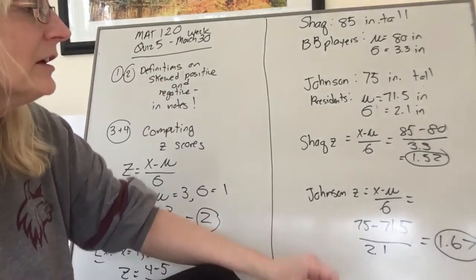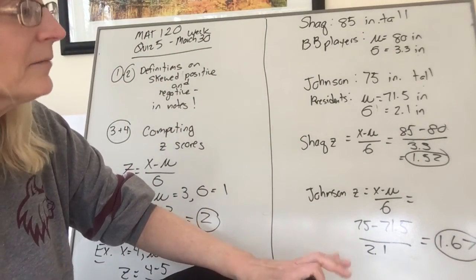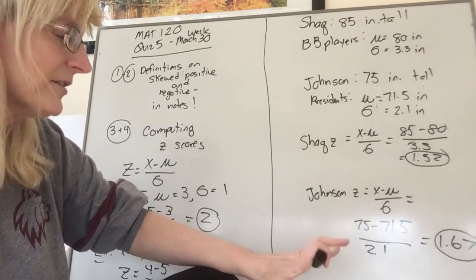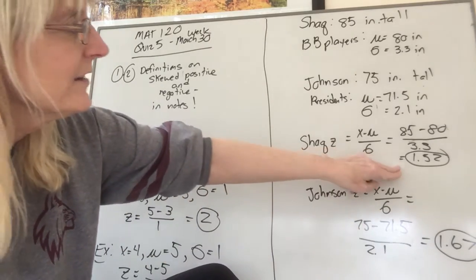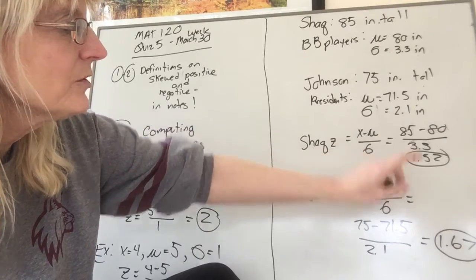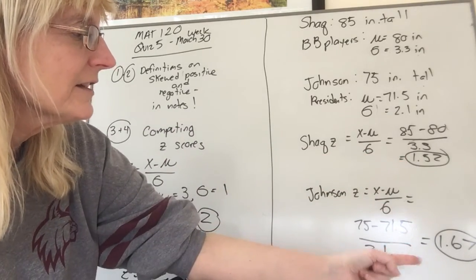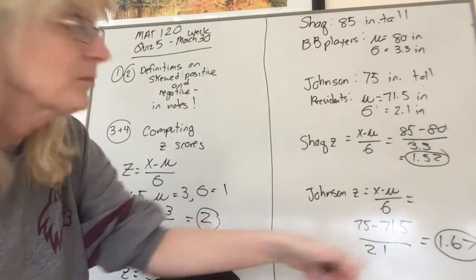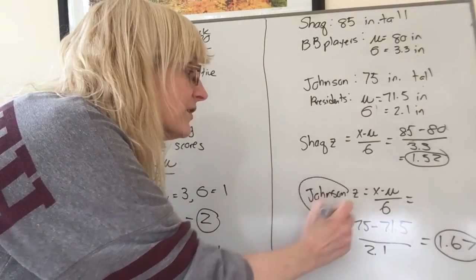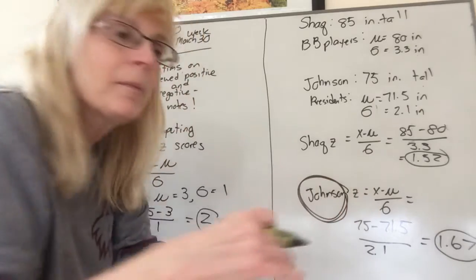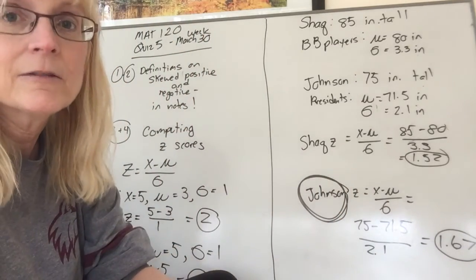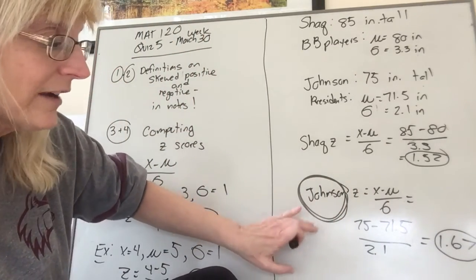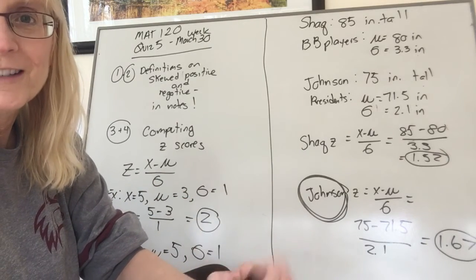So now at this point, I want to know who's relatively taller, Shaq amongst players or Johnson amongst presidents. So you look, you go, Shaq's got a 1.52 z, Johnson's got a 1.67 z. Johnson's got a bigger z. He's relatively taller amongst presidents, even though he's shorter than Shaq. But when compared to other presidents, he's relatively taller. So the answer to that question would be Lyndon Johnson, okay?